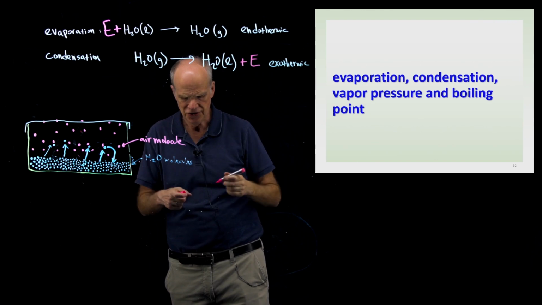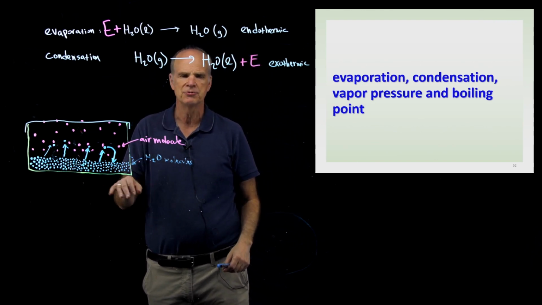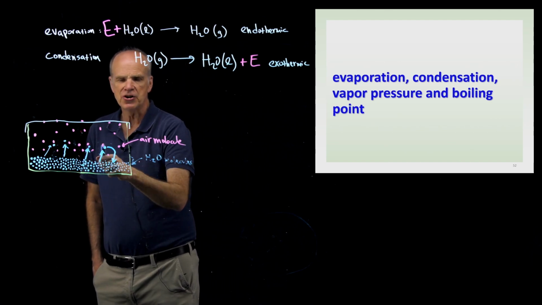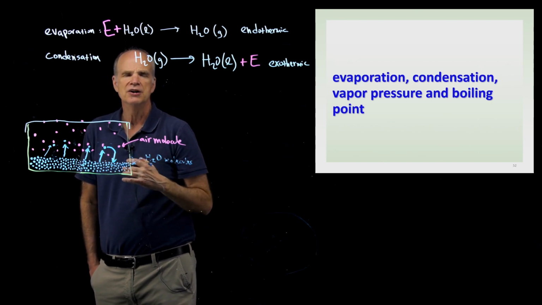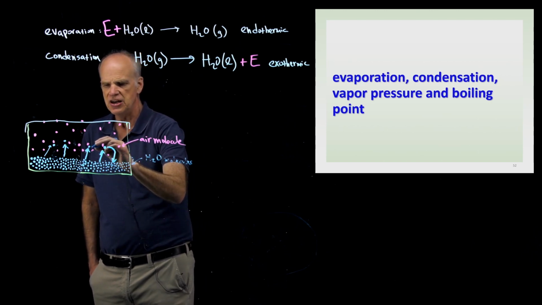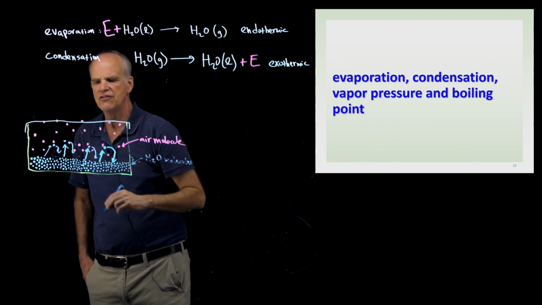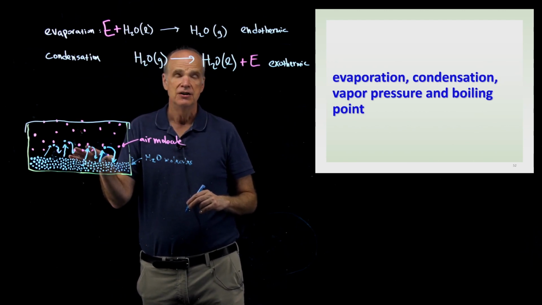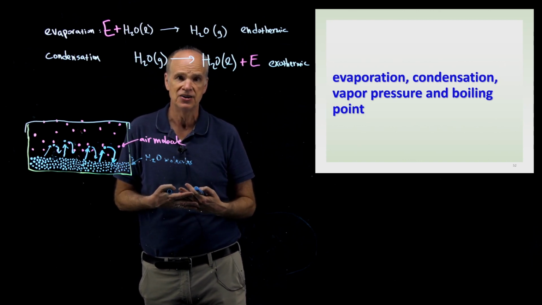Okay, so you can see that in this covered dish of water, we have evaporation and we have some condensation. What will happen over time is that maybe you start out with a relatively high rate of evaporation, putting water molecules up here, but eventually the rate of condensation will become the same as the rate of evaporation. When the rate of evaporation is the same as the rate of condensation, then you have achieved an equilibrium.